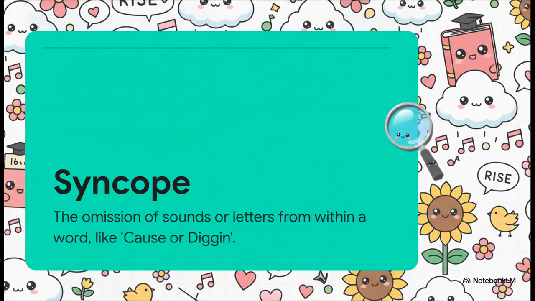She also leans into a technique called syncope. You'll spot this in words like "cause" instead of "because" and "diggin'" instead of "digging." Now, why would a master poet do this? Well, it brings her authentic, colloquial voice right into the room with us. It actively rejects formal, stuffy, academic stiffness and completely embraces the vernacular. It makes the whole piece feel deeply personal, culturally grounded, and beautifully conversational.